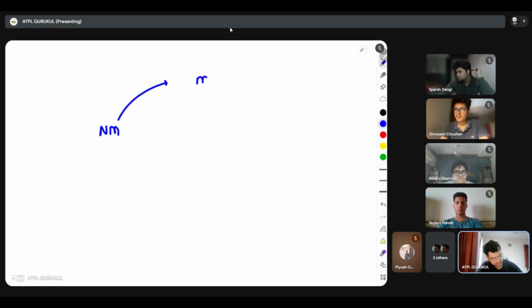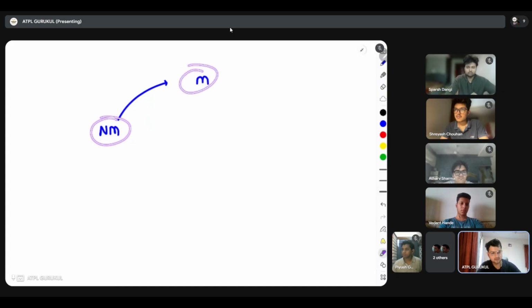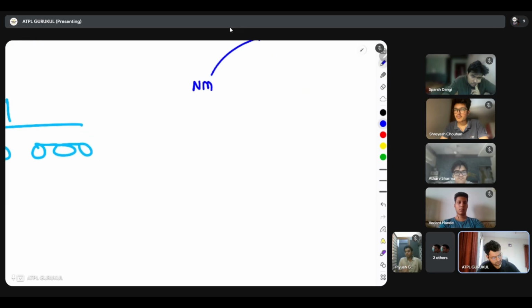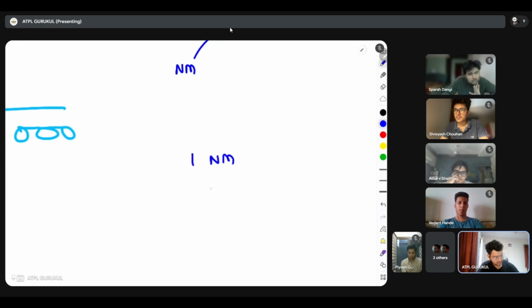If I have to convert it into meters, you are going from a bigger unit to a smaller unit. When you go from a bigger unit to a smaller unit, the magnitude will become bigger. 1 nautical mile is 1852 meters.